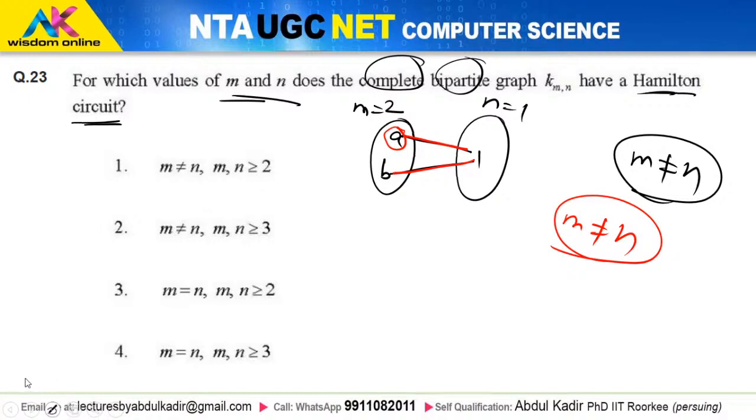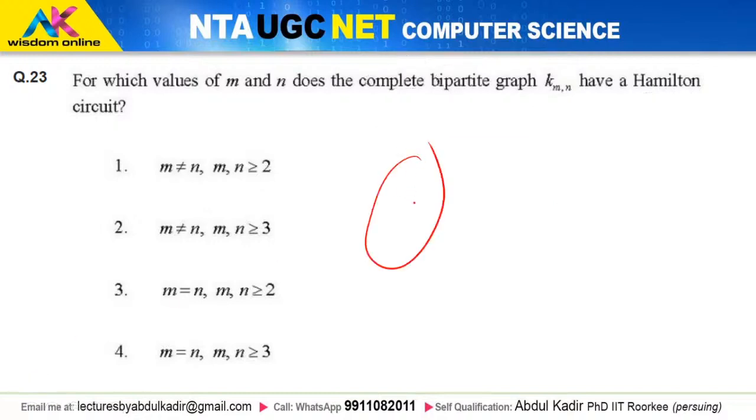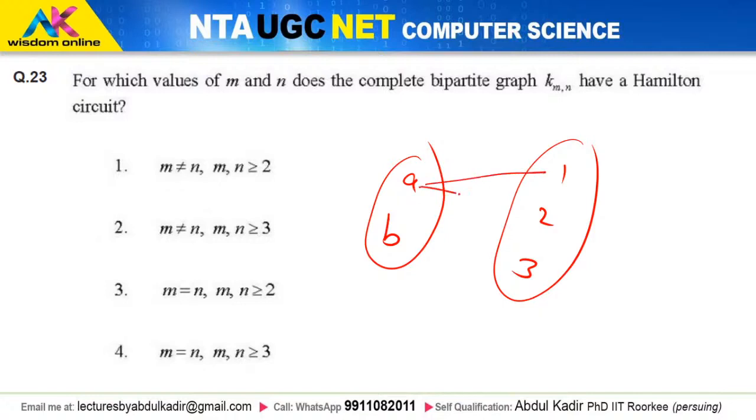Okay, let's take one more example. Let's assume you have 2 vertices here, A and B, and 3 vertices here, 1, 2, 3. Because it is a complete bipartite graph, you have these types of edges. Now for this graph you can see there is no Hamiltonian circuit. Why? Because whichever vertex you start at, let's assume you start at vertex 1.